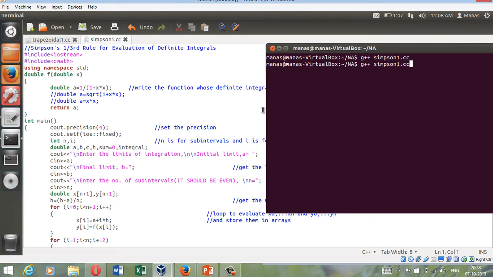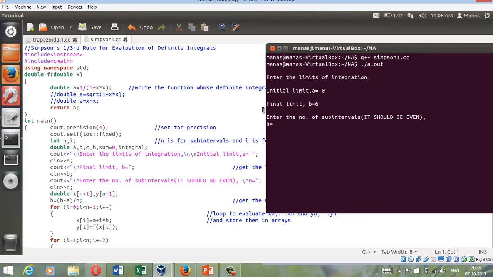Now I'm running this program, and actually I compile it right there. Now I'm running it, and let's enter the limits as initial limit 0, final limit 6, and the number of intervals say 6, and you get the answer as 1.3662, which is not very accurate, but it is approximately nearer to the actual value.